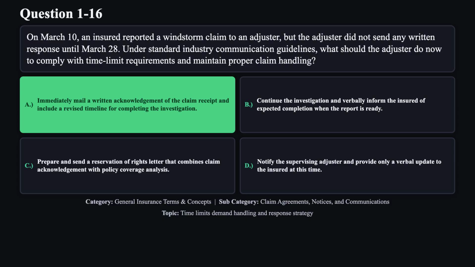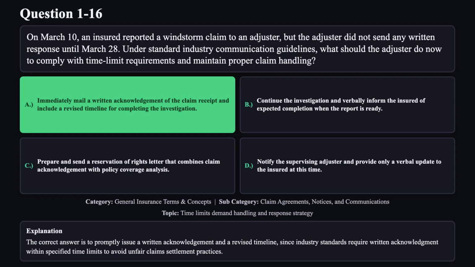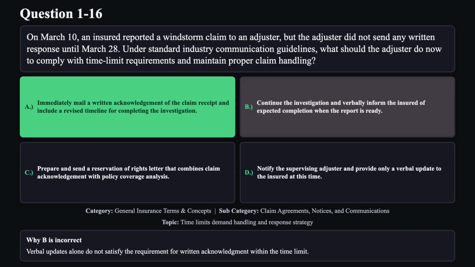The correct answer is A. The correct answer is to promptly issue a written acknowledgement and a revised timeline, since industry standards require written acknowledgement within specified time limits to avoid unfair claims settlement practices. Reason B is not correct. Verbal updates alone do not satisfy the requirement for written acknowledgement within the time limit.